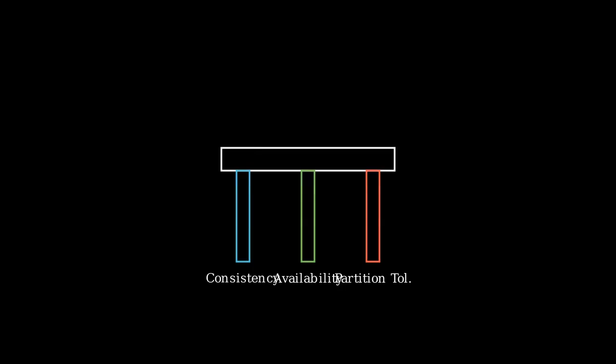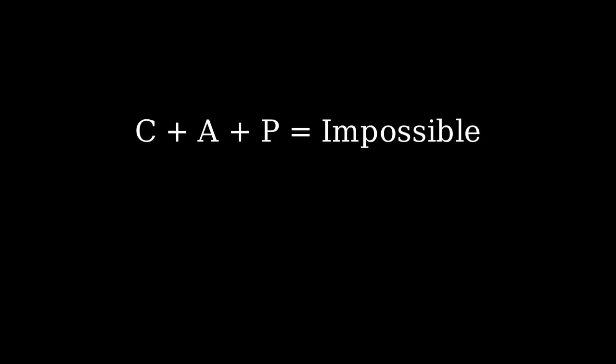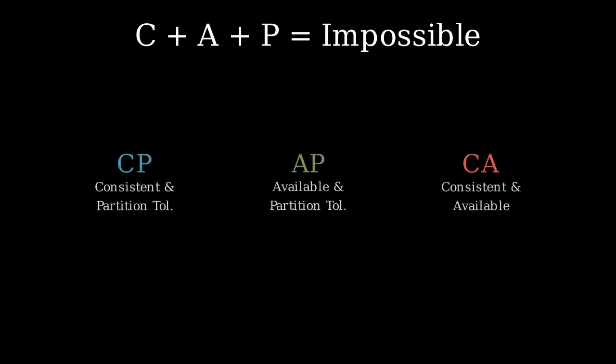In the world of distributed systems, you cannot have all three at once. That is the CAP theorem in a nutshell. You usually pick two. You might choose CP for strict data accuracy or AP for constant uptime, but you cannot have CA without risking total failure during a network break.